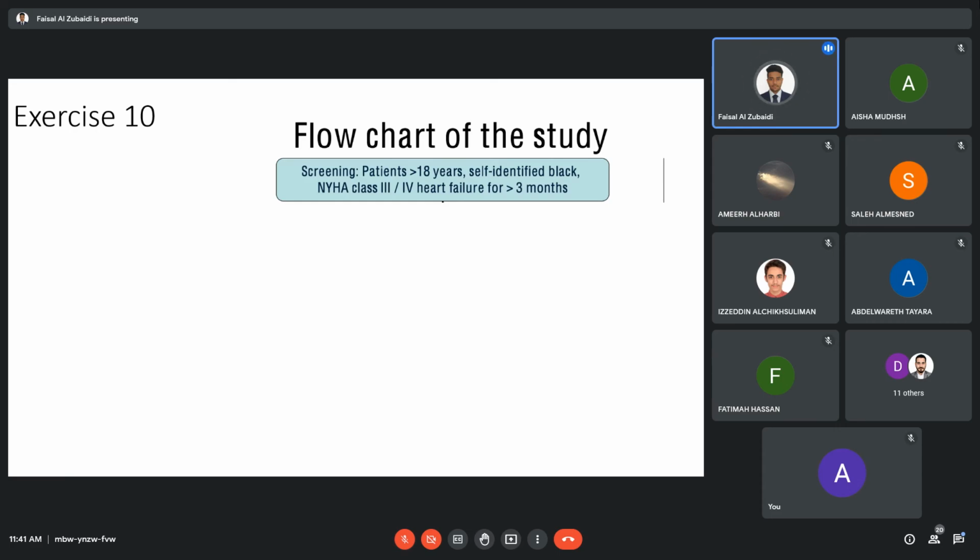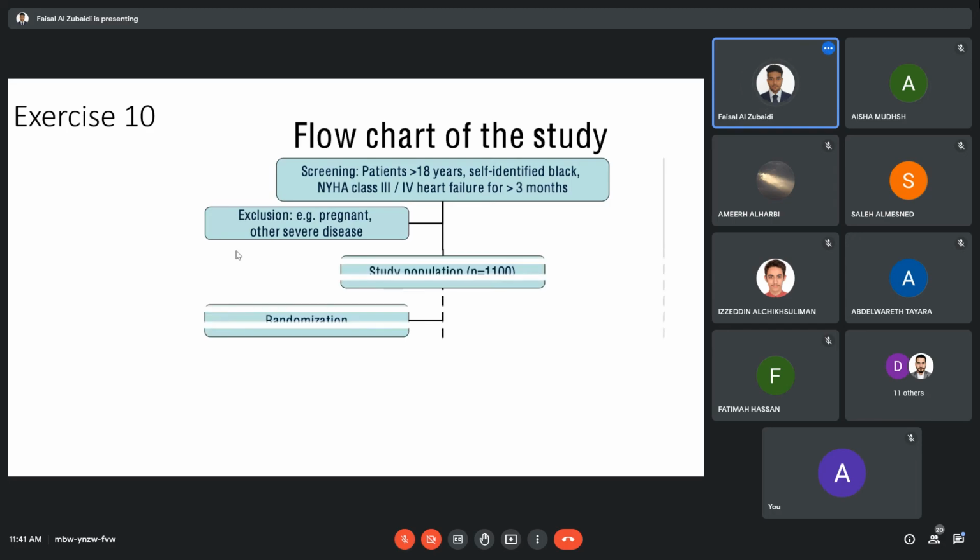You first start by inclusion criteria, then you exclude the others who have met the exclusion criteria, and you will end up with your sample or study population. Okay, then what will you do as a next step after obtaining your sample? Follow up.